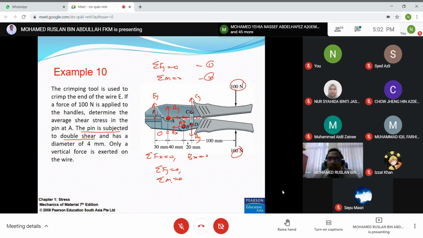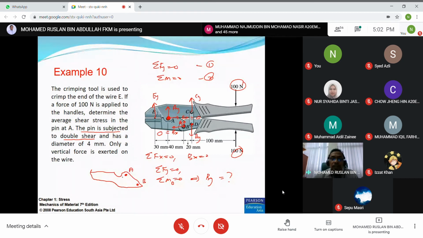When you know BY, you transfer it to this section. Let's say, I just draw it like this. This is point A here. This is point B.